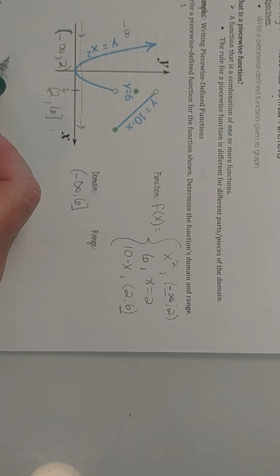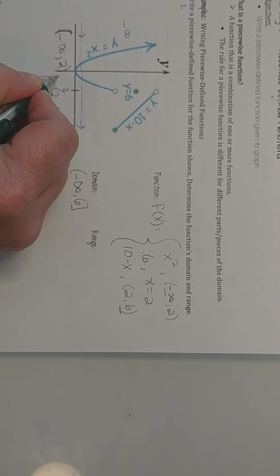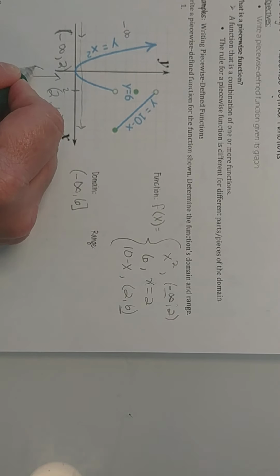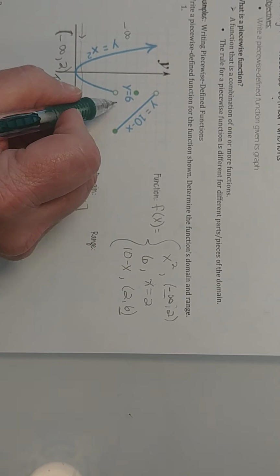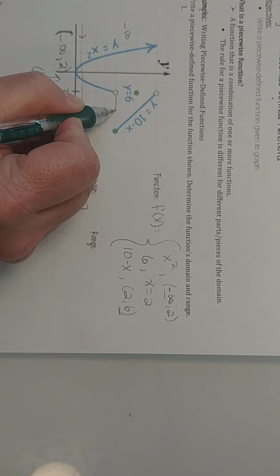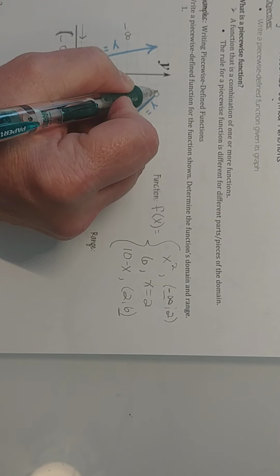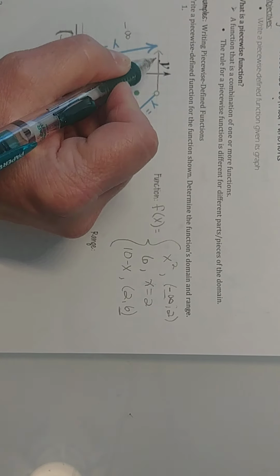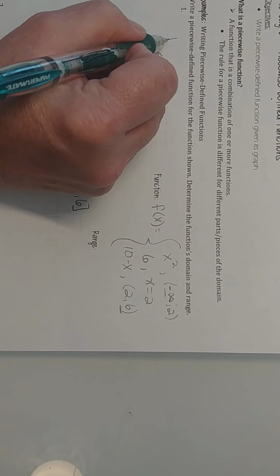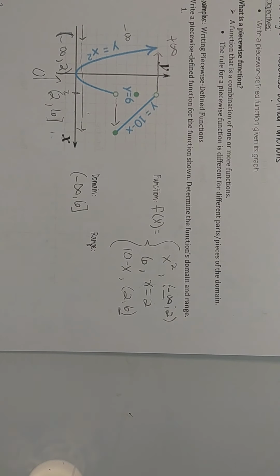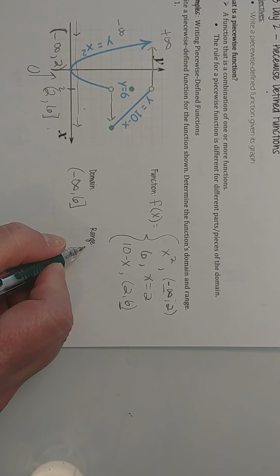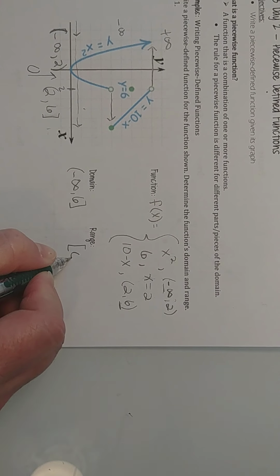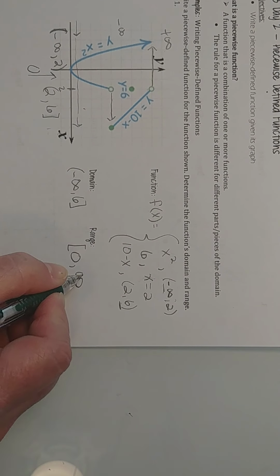All right, our range then, as we go from the bottom up, it starts at 0. And let's make sure that there's no empty spaces here. So that's covered. That circle is going to be covered there, and it's going to keep going up to positive infinity. So our range is going to go from 0, and it includes 0, up to positive infinity.